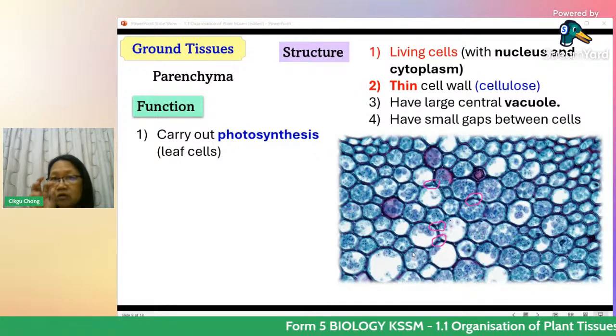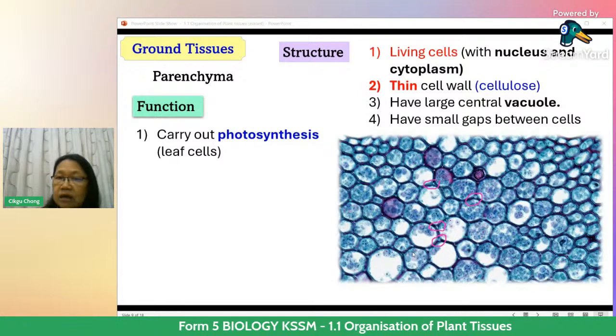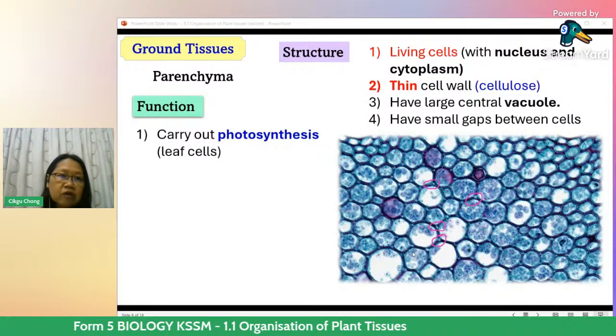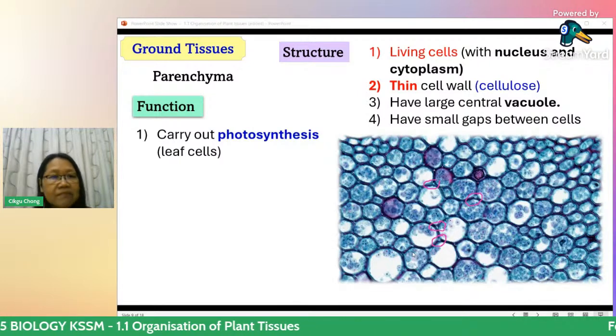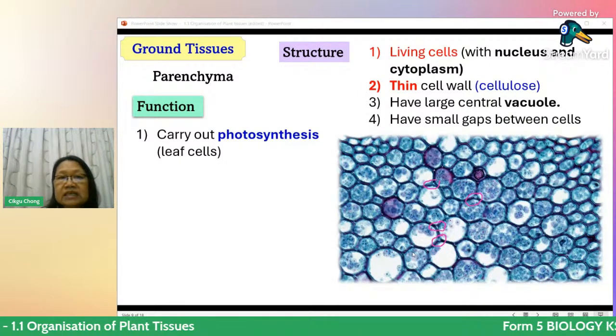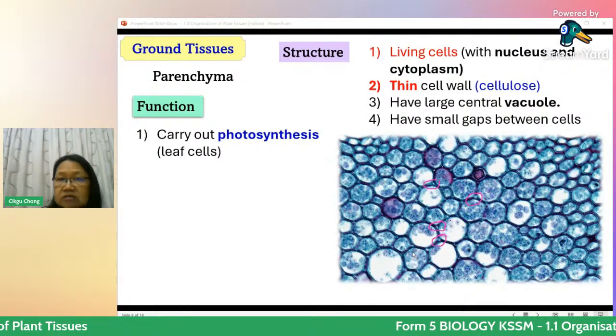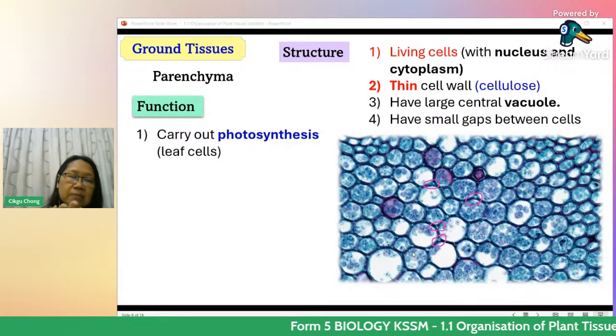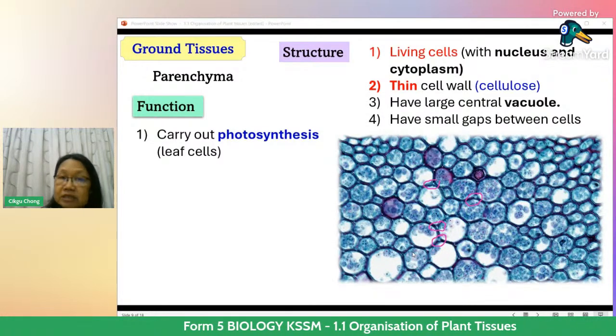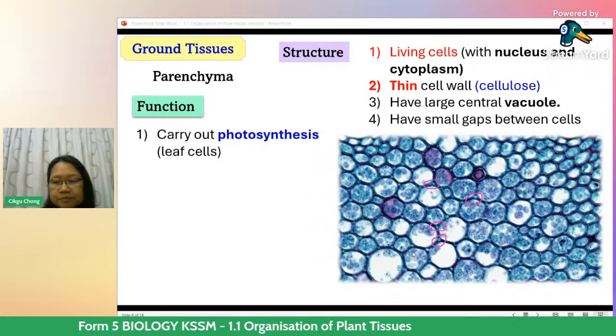They have chloroplast only in the leaf. But if it's in the root, of course, the parenchyma has no chloroplast. So they carry out photosynthesis. For example, in the leaf cells, you have the palisade mesophyll and spongy mesophyll.